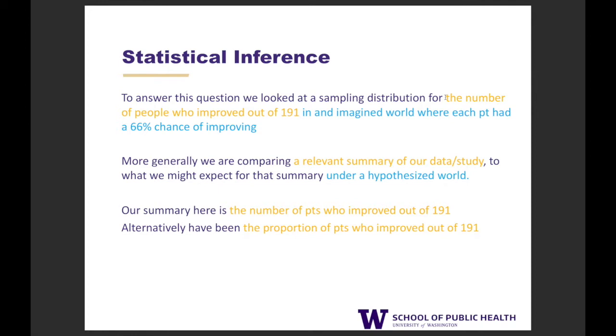Another way to look at this same summary, rather than looking at the number of patients who improved, we could actually look at the proportion of patients who improved out of 191. This is also a summary of the data in our study. And this summary could push us in favor of believing that we are in a world where each patient had a 66% chance of improving, or push us to believe that that is not the world we live in. So let's look into that a little bit more.